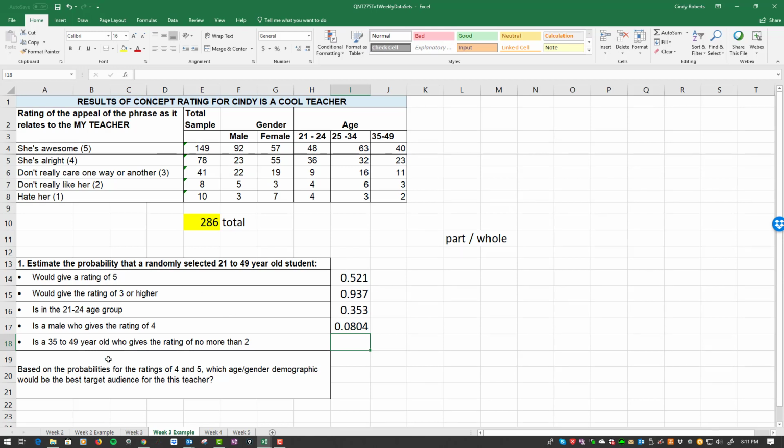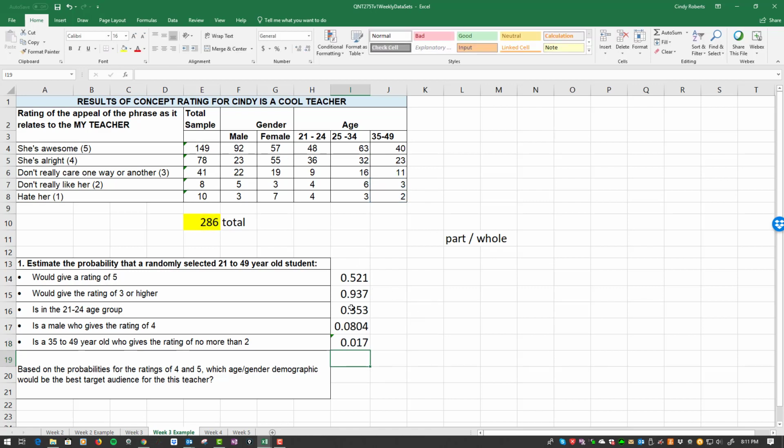All right, is a 35 to 49-year-old, so that's this column here, who gives the rating of no more than 2. No more than 2 would mean 2 or less. And so I would sum those and I would get my total.